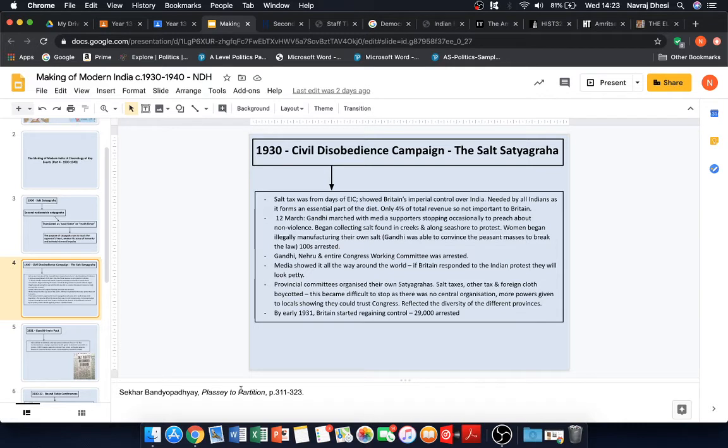Again, my notes are taken from Bandyopadhyay's From Plassey to Partition, pages 311 to 323, which focus on the civil disobedience campaign which commenced in 1930. I'll also put this book chapter up for you to read over the summer holidays. I'd also recommend reading pages 11 to 13 of the narrative. Pages 11 to 13 of the narrative go in considerable depth on the civil disobedience campaign, and it will really prove helpful for your understanding of the campaign itself.